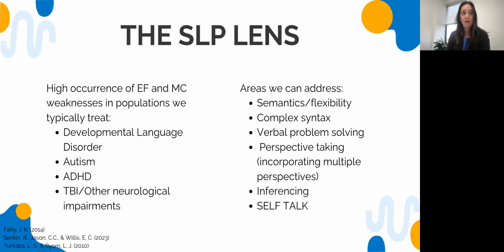In perspective taking, we're also thinking about incorporating multiple perspectives at one time. So there's that working memory demand there, along with inferencing. And like I had mentioned, self-talk is a tool that we use a lot across the board in speech and language therapy. So simply employing that is another way to support students' metacognitive skills and their executive functioning.